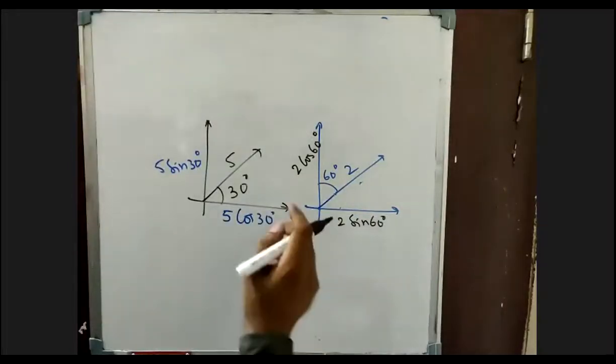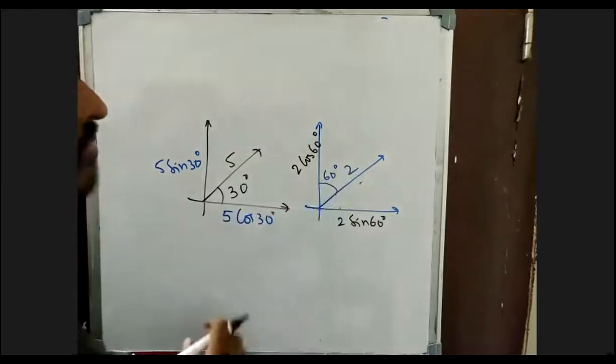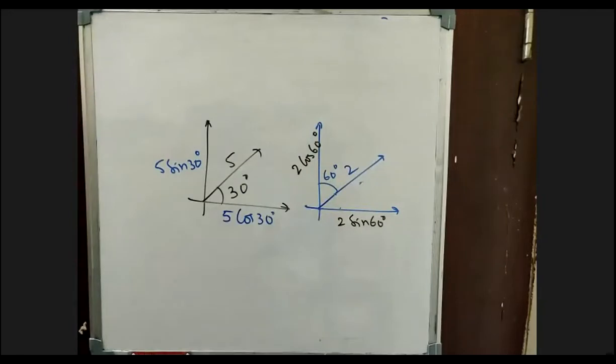That is the reason you need to know very clearly that wherever you're taking the angle theta, that side will become the cos theta component, and the other side will become the sin theta component. Is that clear for everyone?